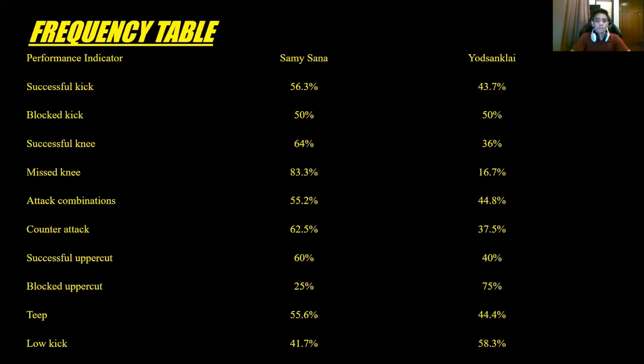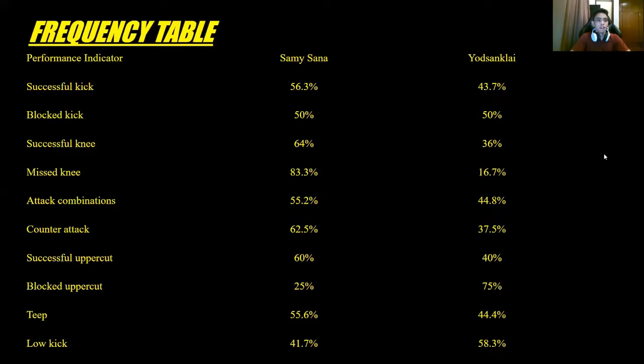So lastly, for low kicks, the only indicator where Yod Sang Klai managed to get a higher percentage than Semi Sana is 58.3% over 41.7%. This is because Yod Sang Klai is small and we know that he is fast. He has fast movement, faster than Semi Sana.